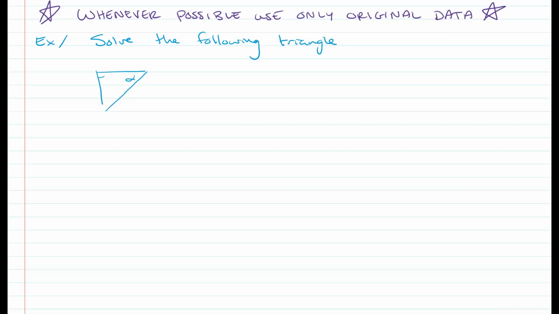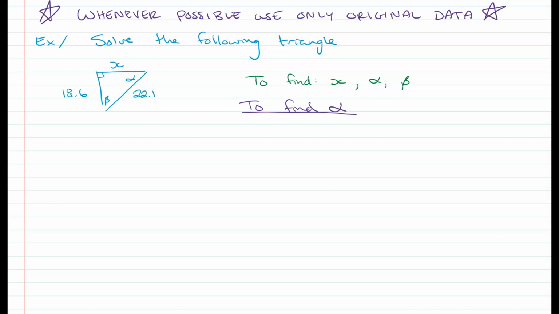Got a triangle here. And I'm going to know two things about it. In this case, I know two of its side lengths. So the things I want to find are x, alpha, and beta. So I'm going to start by finding alpha.